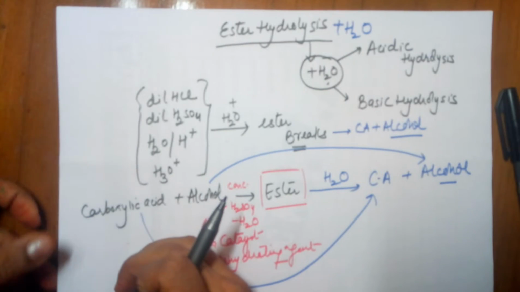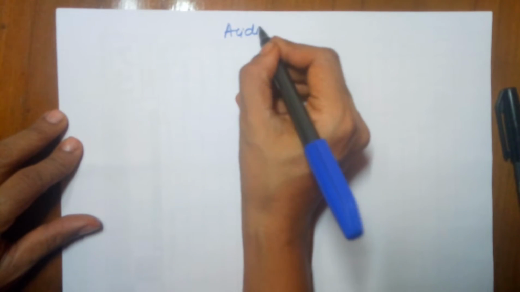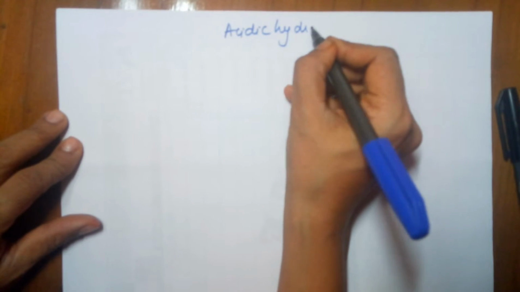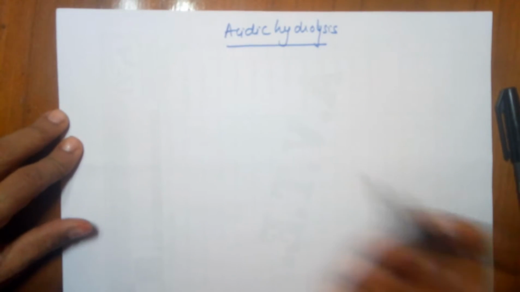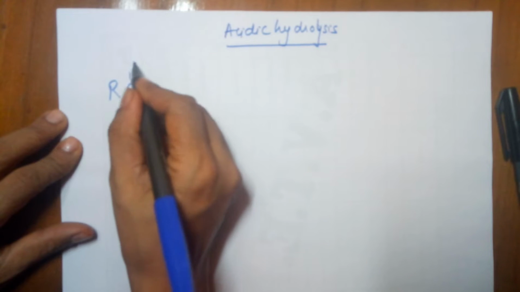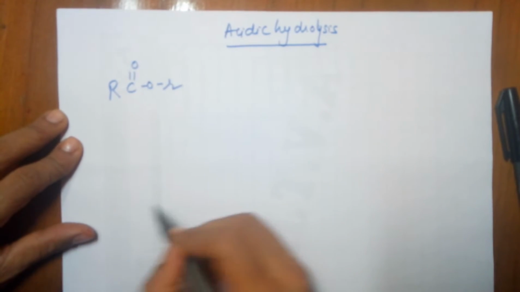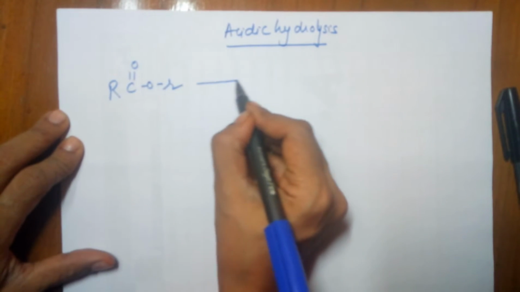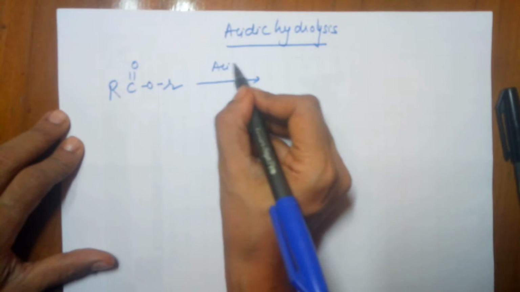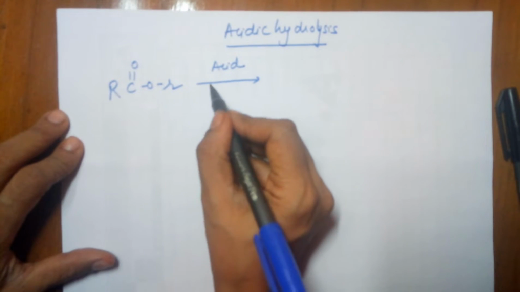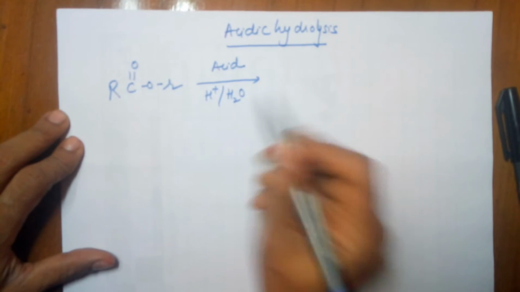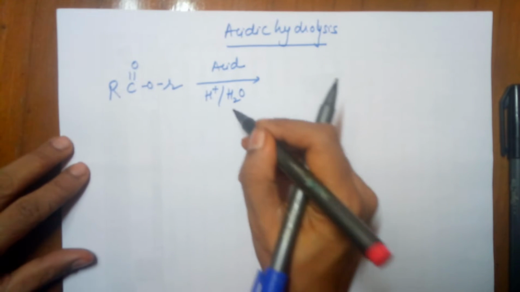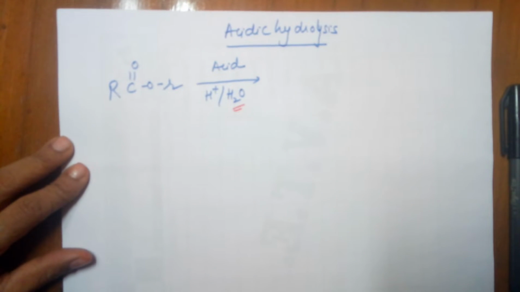Now let's take the method. I'll be doing acidic hydrolysis first. Now let's take an ester. This is my ester, RCOOR. Now to this ester, I would be adding the acid. Now when you add the acid, acid means H positive and it would be in a solution, so it also has water. And it is water that we are interested in, and it is the water which would be added on.